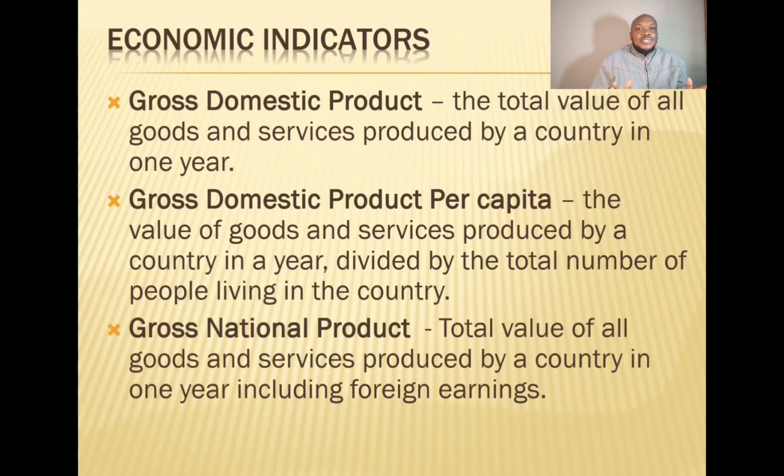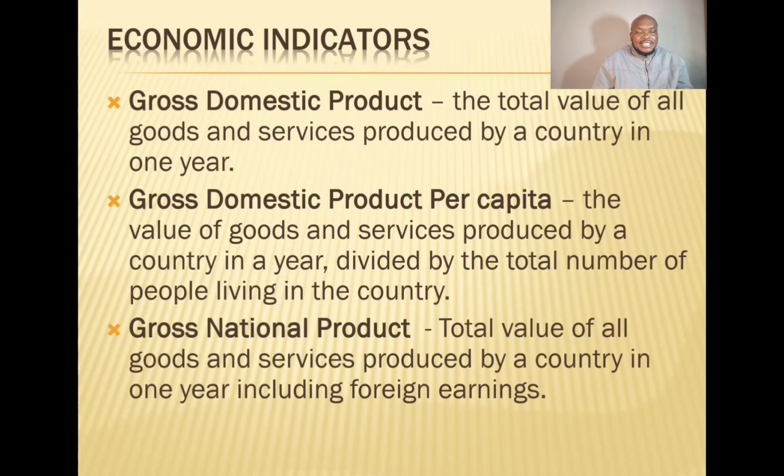Now we are going to start by looking at economic indicators. The first one that we are going to discuss is gross domestic product. What is gross domestic product? Gross domestic product is the value of all goods and services produced by a country in 1 year. The total value of all goods and services produced by a country in 1 year.